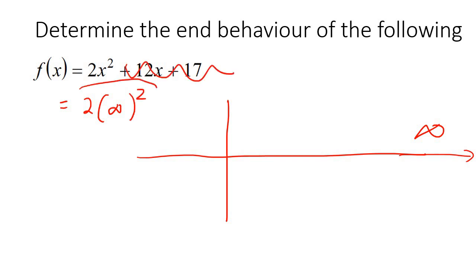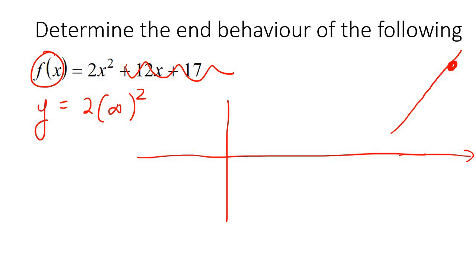Now, what would this number become? Would it become a very big positive number, or would it become a very big negative number? Well, there's no negatives there, so it's not going to end up being negative. It's going to end up being positive. When it's positive, remember, this is like the y value. So we're saying that the y value is very positive. So it's going to be very large. It's going to be up here. So that means the graph is going to go like that.